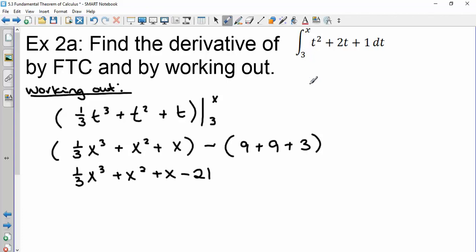Okay, then what am I asking you to do with this? We did the integral piece, but I want you to find the derivative of that. So essentially this is my function. So I want you to find the derivative. And what do we get when we do this derivative?